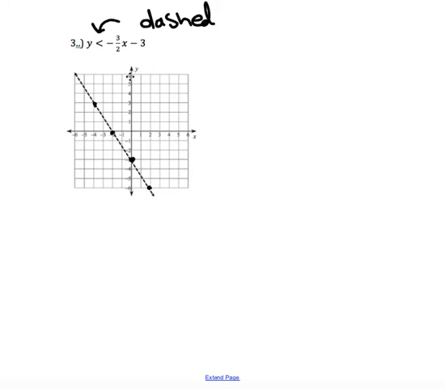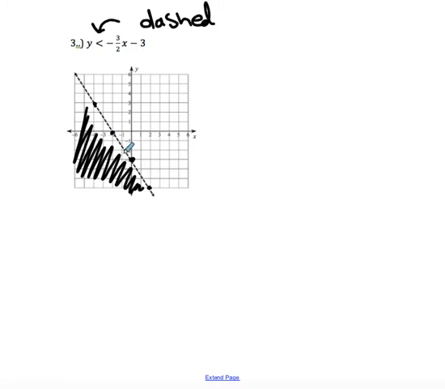And so step 3 is now to add our shading, and again, let's read this. It says that I want all values for y to be less than negative 3 halves x minus 3. So let's look at your y values. I want y's to be less than so that it's true. And if you would agree with me, these values down here are going to be less than this line, this inequality that we just graphed. And so we would shade this side of the graph.